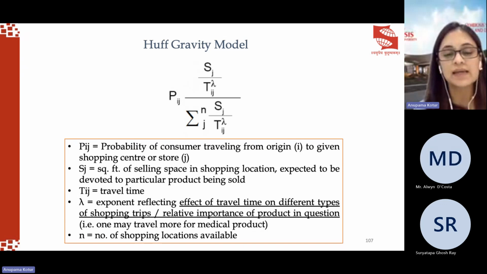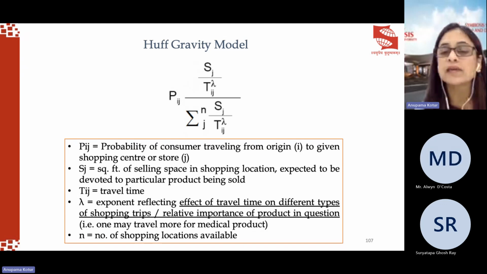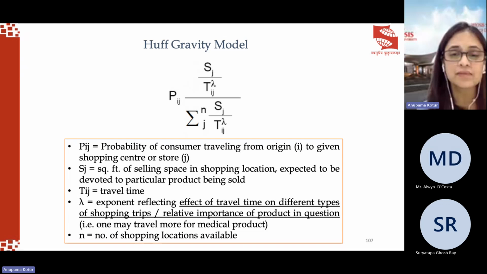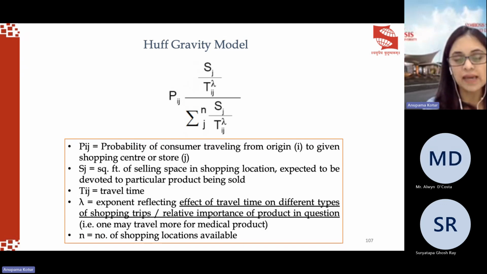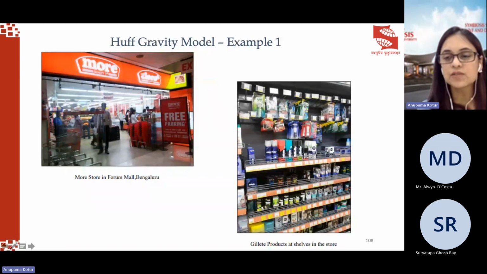Okay. And lambda is an exponent that reflects the relative importance of the product in question. Like we discussed, if it's a very important product, such as food or medicines, then the lambda value is usually 1. And then let's say if it's some luxury handbag store, then these are not that essential for your survival itself. So lambda value could be 3, 4, or even more. So we'll look at how that impacts. And then N stands for number of shopping locations available. Okay, so let's quickly understand what this means using an example.